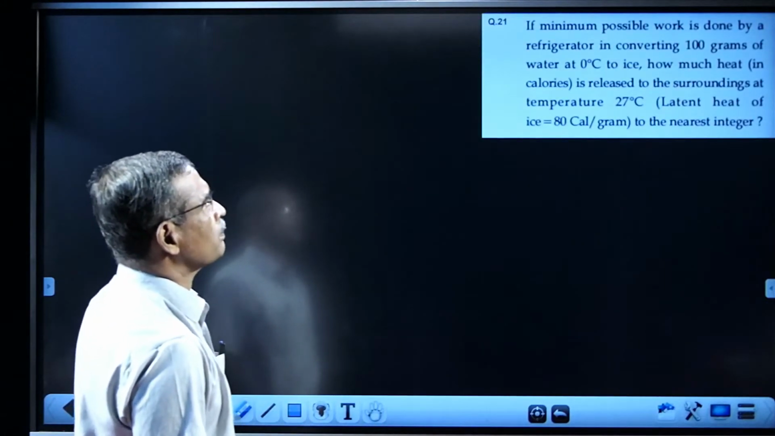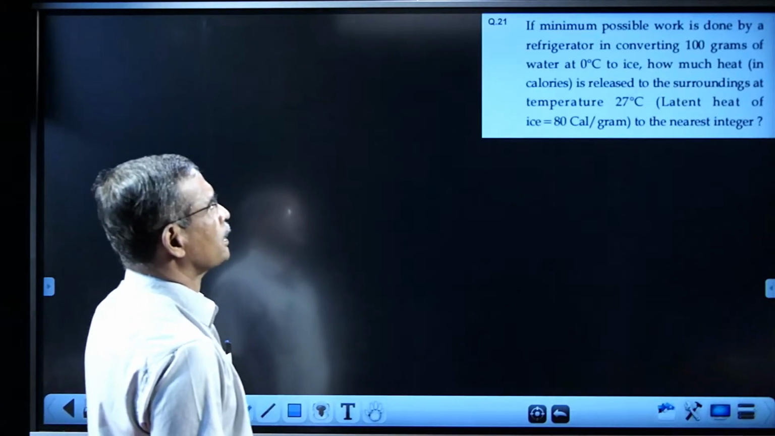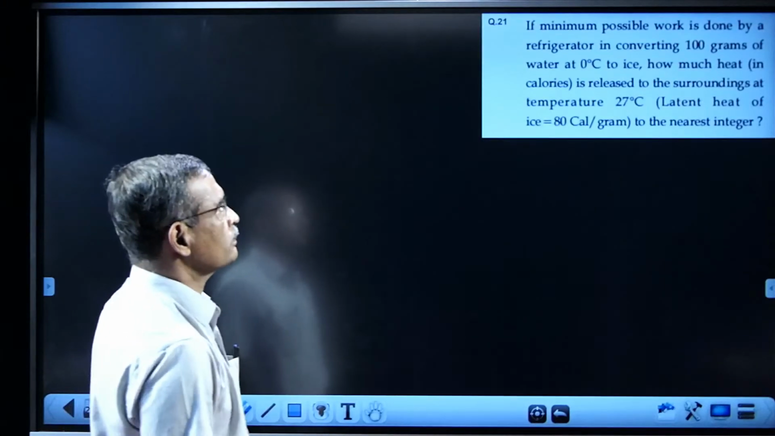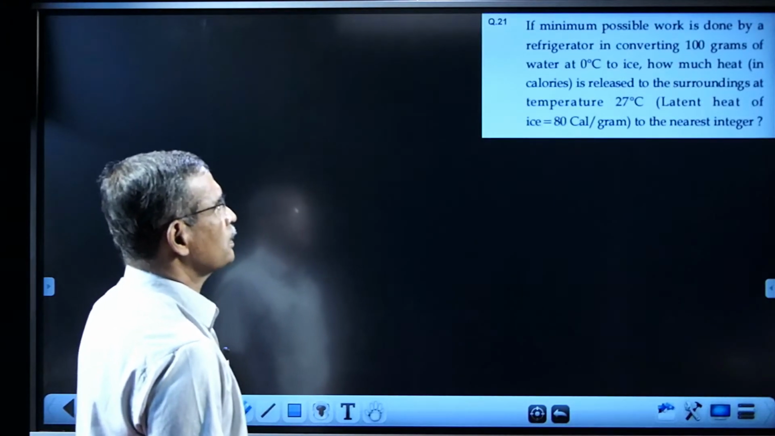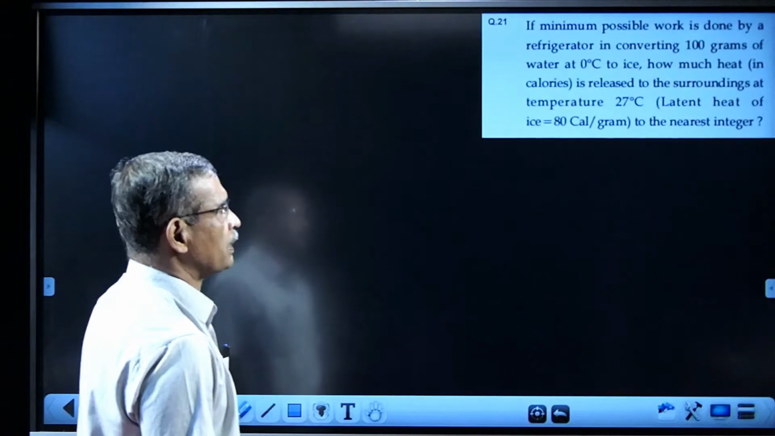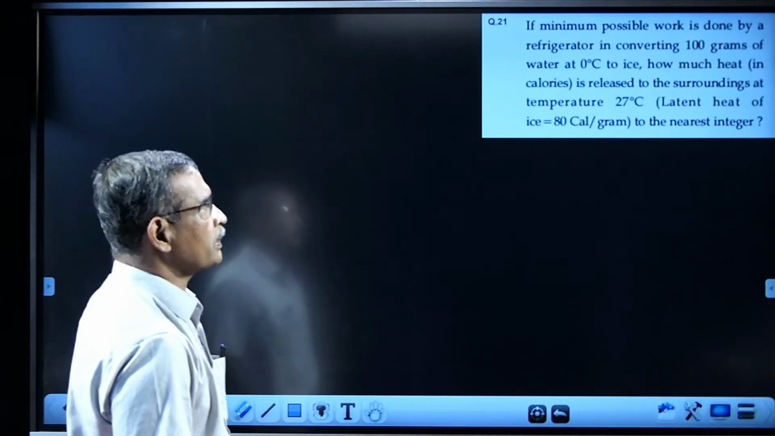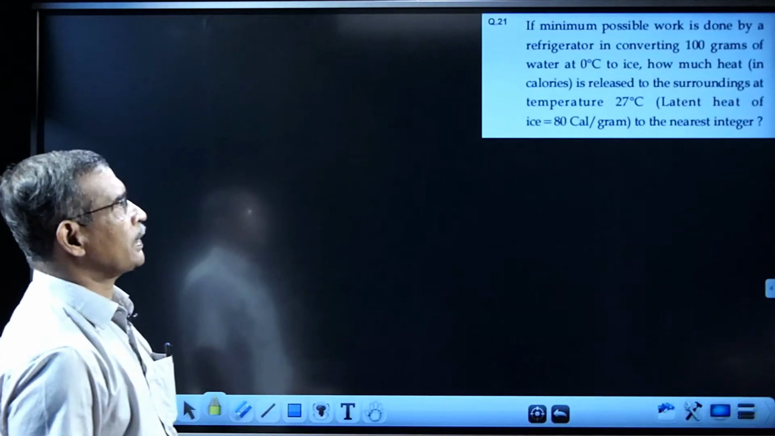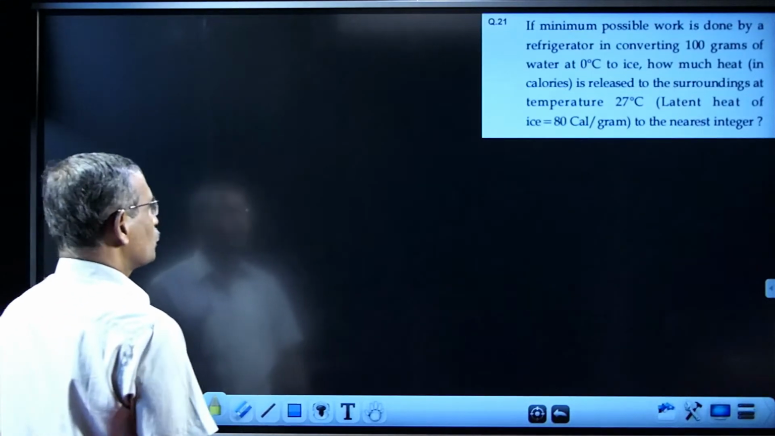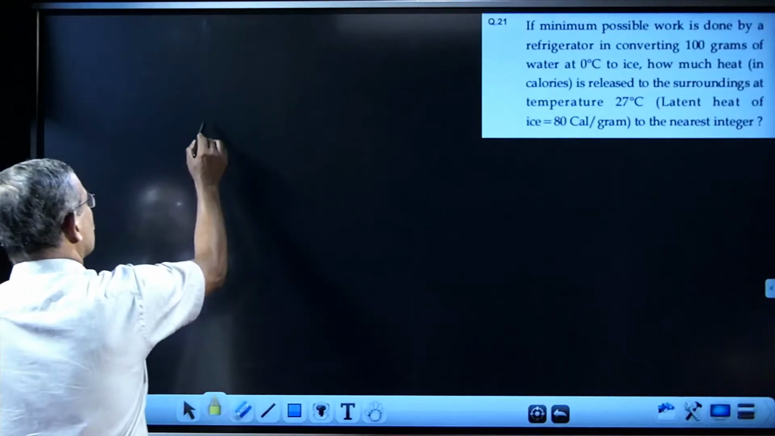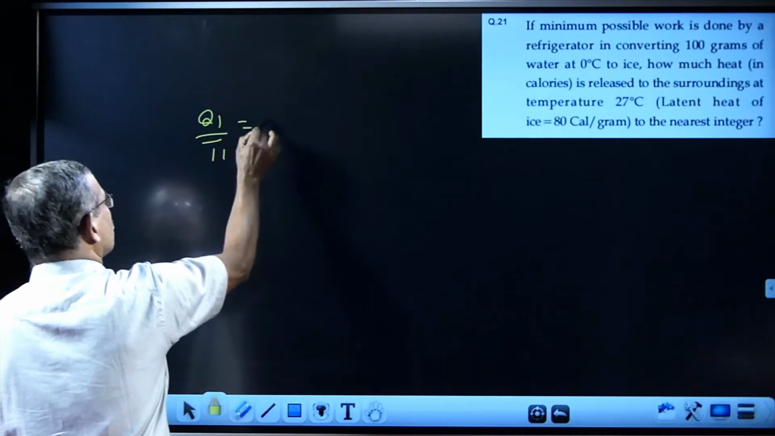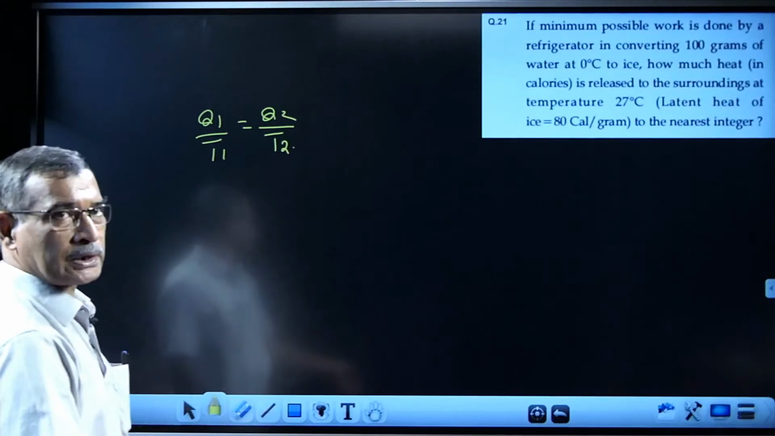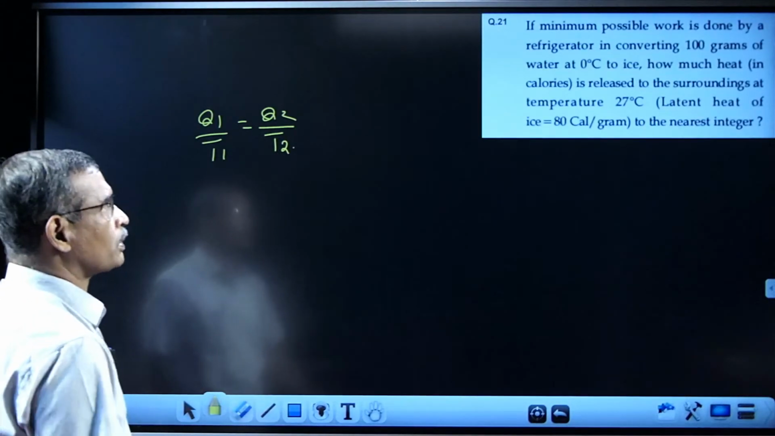21. If minimum possible work is done by a refrigerator in converting 100 grams of water at 0 degree centigrade to ice, how much heat in calorie is released to the surrounding at a temperature 27? Now, in the case of a refrigerator, it's a reversible engine, therefore Q1 by T1 is equal to Q2 by T2. Q1 is the heat rejected at a high temperature, Q2 is the heat absorbed at low temperature.